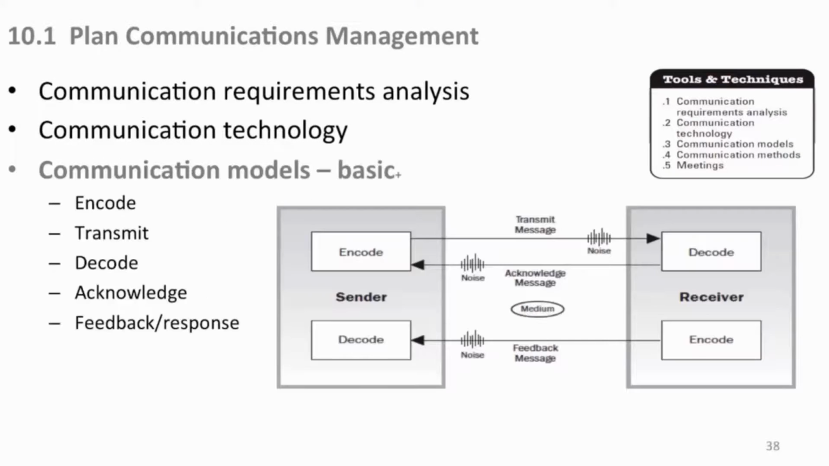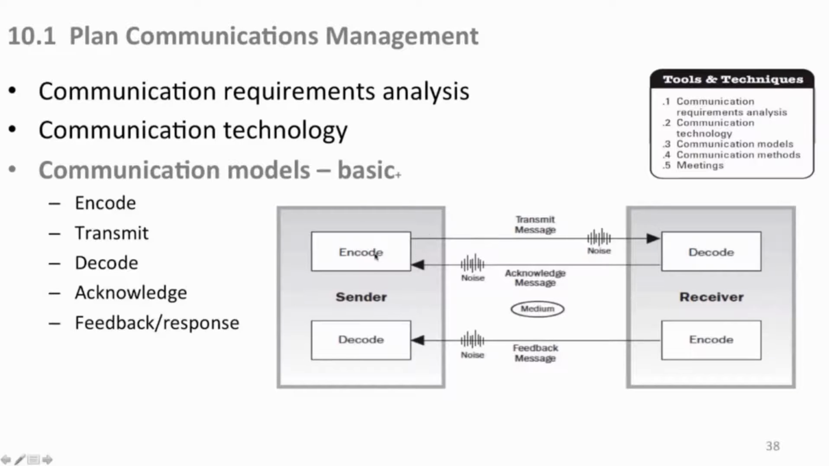Communication models. Okay, this is basically a very simple communication model. And here are the steps. You got your raw data, your message. You encode it. You transmit it. You send it. You decode it. You get an acknowledgement. Hey, I received it. And by the way, here's my response. That is the basic communication model, and you need to know this. You'll probably be asked some aspect of this in your exam.